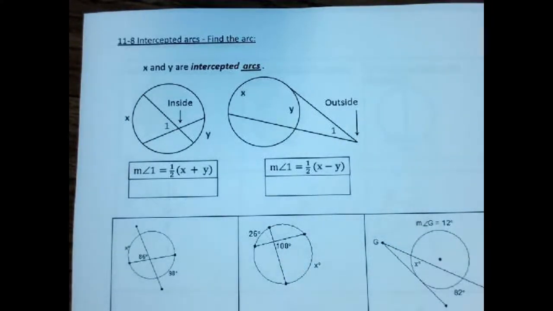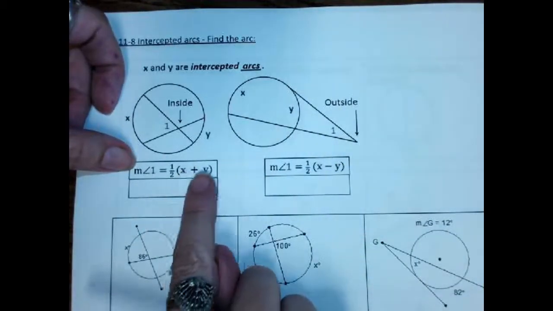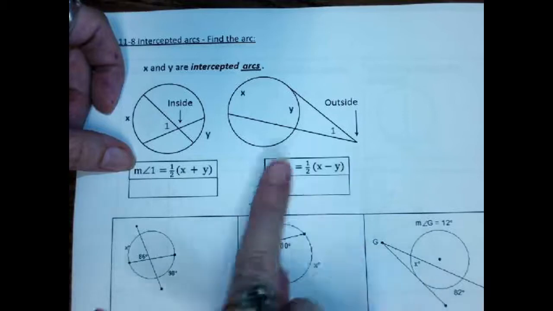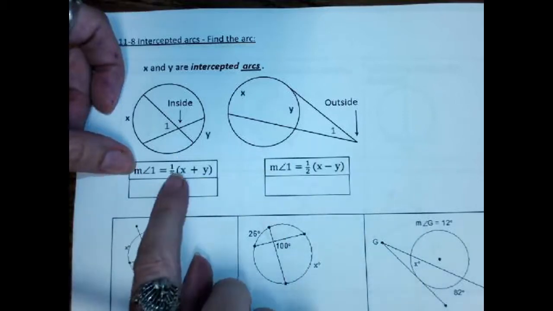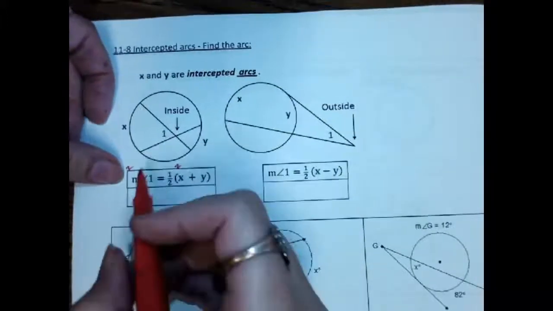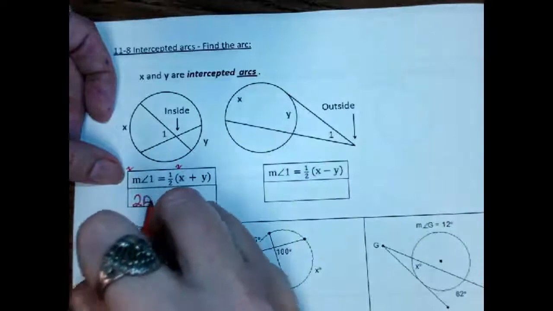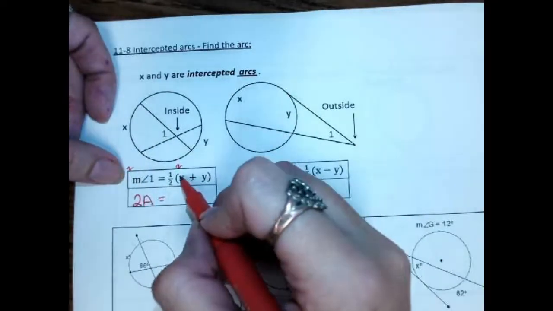but now what I want to do is, if I wanted to move this 1/2 off of this side, because now I'm going to look for one of these x or y. So what I can do is if I multiply both sides of this equation by 2, on this side I'll get 2 times the angle, and I'm just going to put an A in for angle, is equal to x plus y.